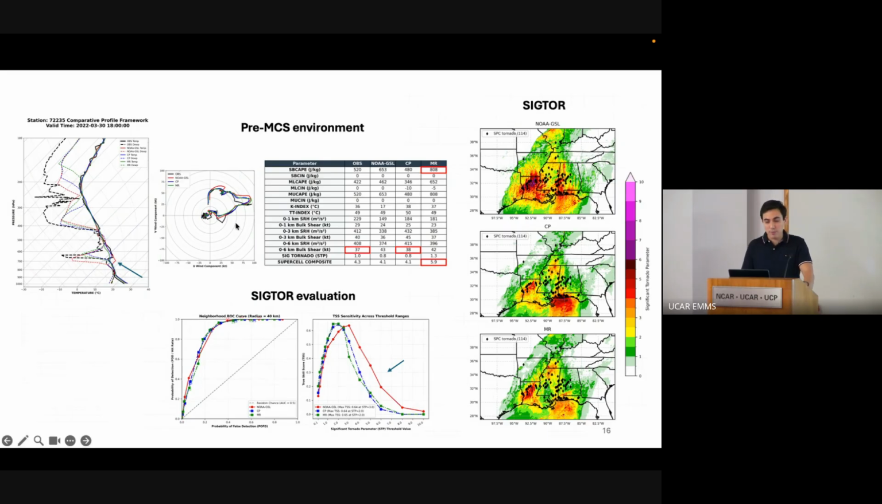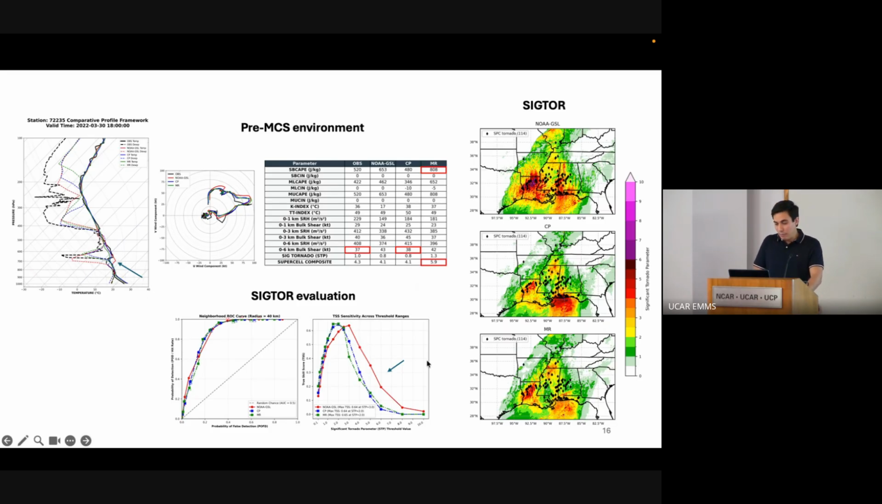Also, the MR for this probe has more CAPE and more intense, for instance, supercell composite, and also significant tornado parameter. But in general, the NOAA-GSL had more intense significant tornado parameters over this area due to, in general, more intense conditions and CAPE, particularly for this case. And it gives us a more skillful simulation for this parameter.